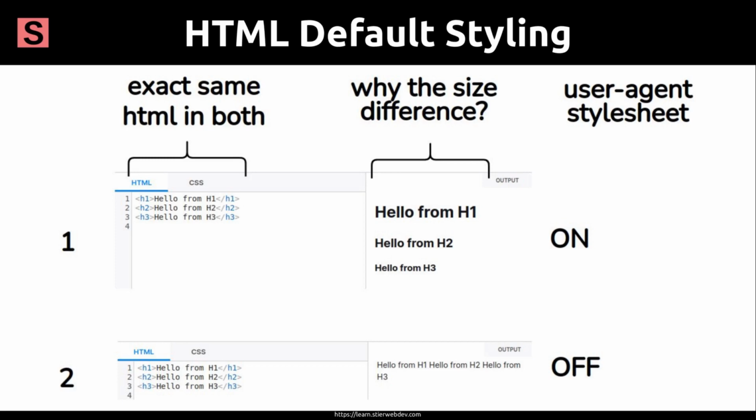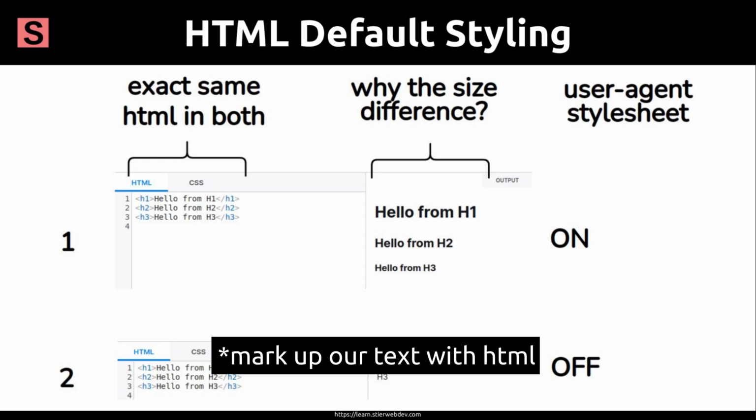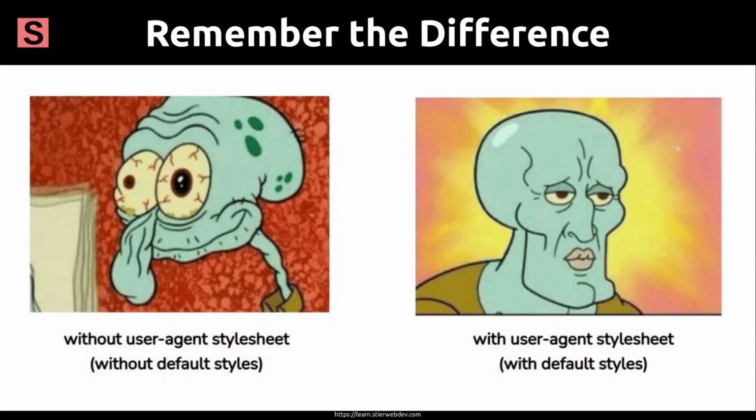Looking at the first example, we can see three HTML elements, an H1, an H2, and an H3 element. The sizes of the H1, H2, and H3 are all slightly different because of the user agent style sheet. As you can see in the second example, when we turn that user agent style sheet off, those default styles disappear. Without that user agent style sheet, all the text is the same size no matter how we mark up our elements with HTML. And now that we've learned about the default styles, let's get into HTML attributes.